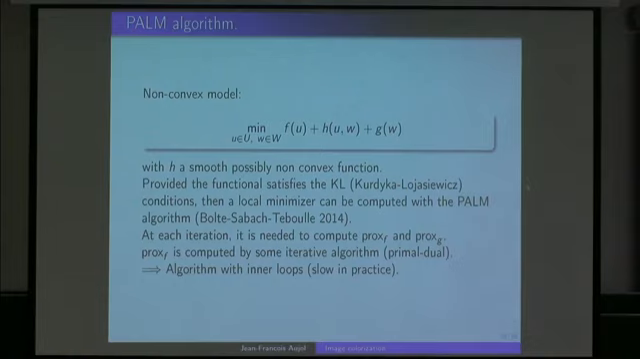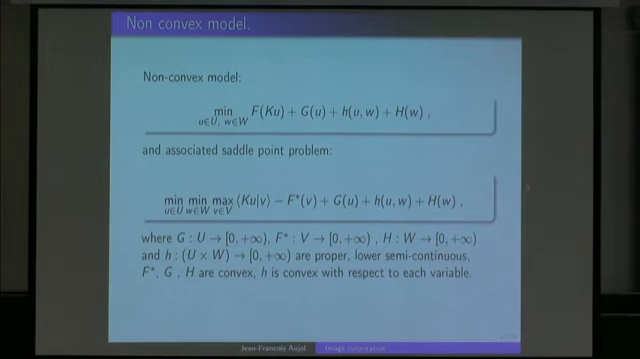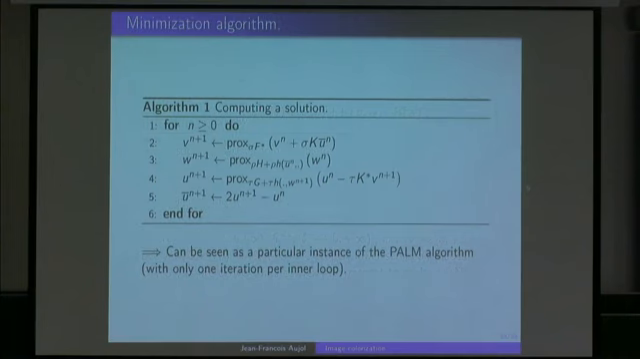But what we have decided to use is a different strategy, a primal-dual approach. Unfortunately, we were not able to prove the convergence of the algorithm. It gives similar results, and it is much faster. Just a remark is that it can be seen as a particular instance of the PALM algorithm if you just do one iteration in the inner loop. So somehow, our algorithm can be considered as an approximation of the PALM algorithm. It's not a proof of convergence, but at least we can relate it to some converging algorithm.